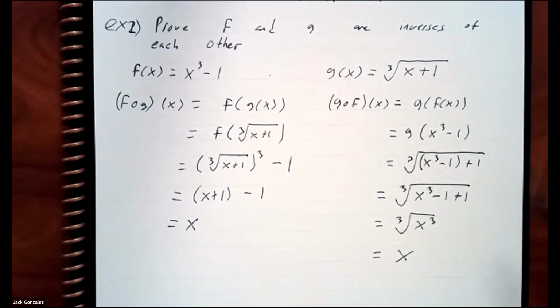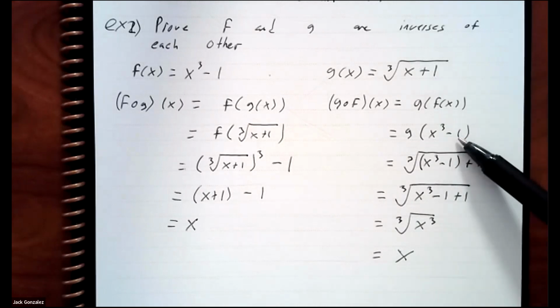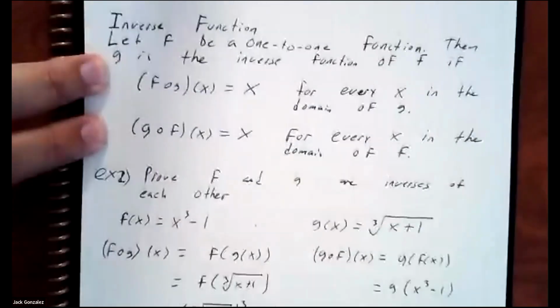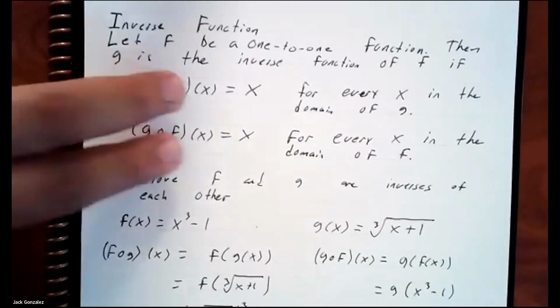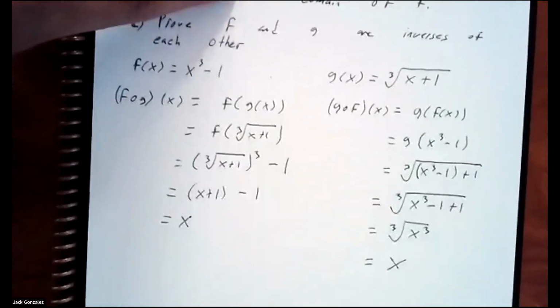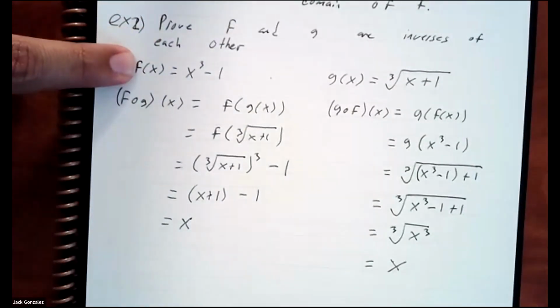Anyway, any question on the algebra here? Is it okay? On the algebra, do you see what cancels and what the composite was? Composition? Yeah, let's go from the top. So we got F and G. The definition up here says if you compose them both directions and you get an X, then they are truly inverses of each other. So I'm trying to prove that they are inverses.